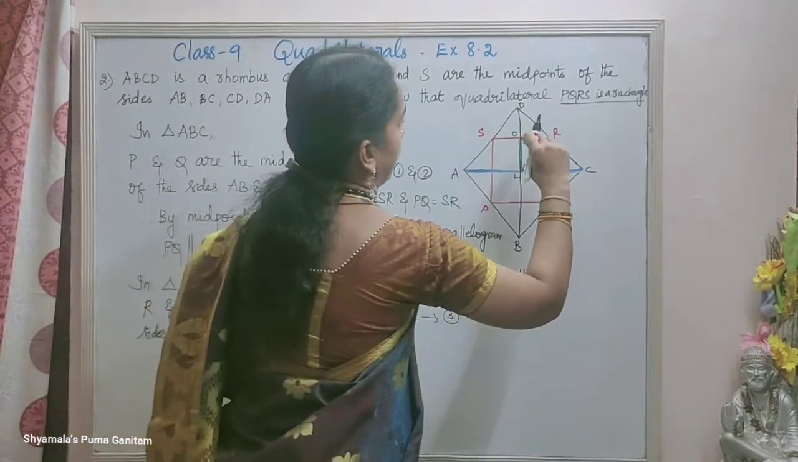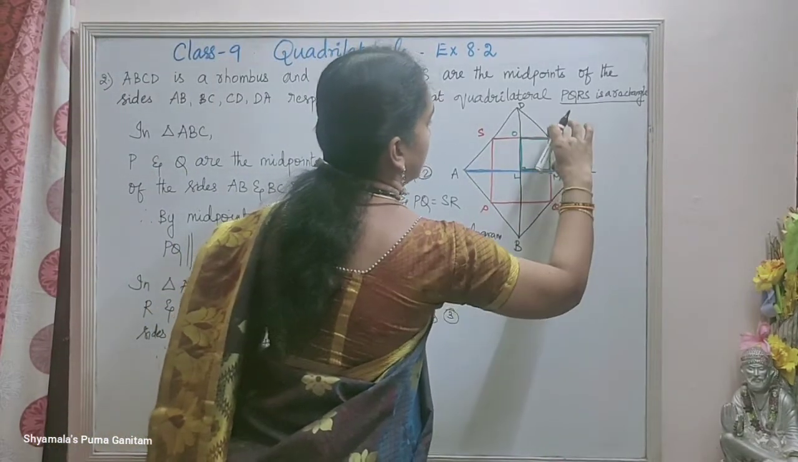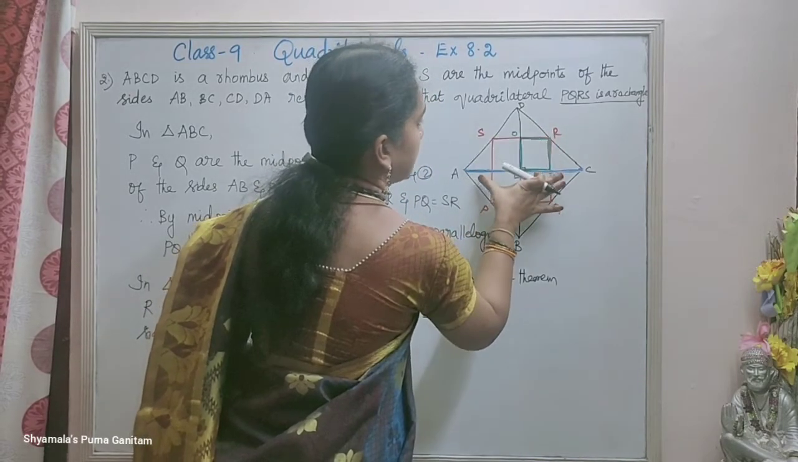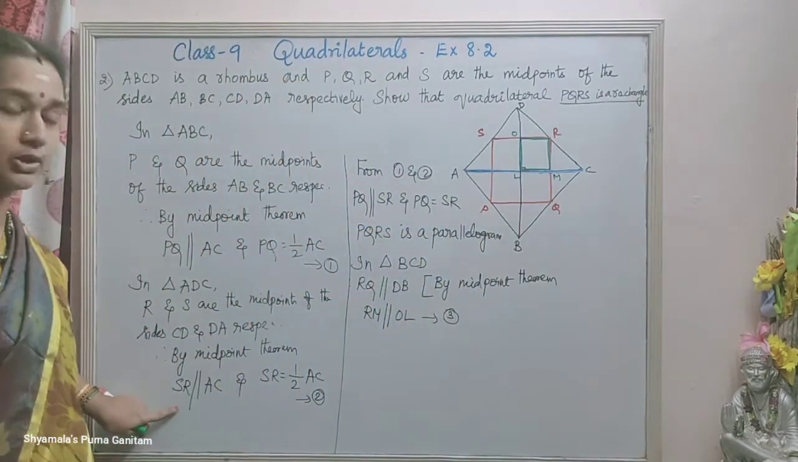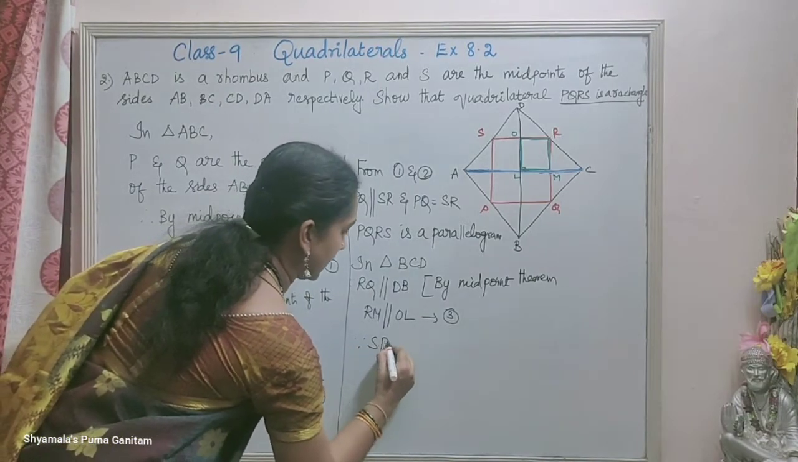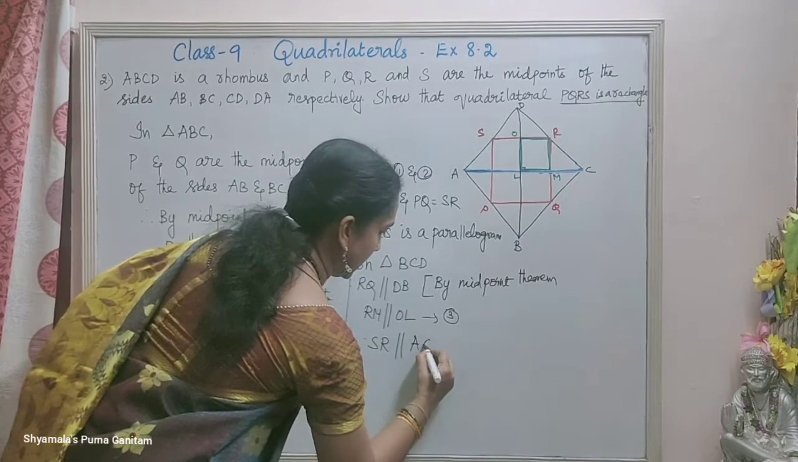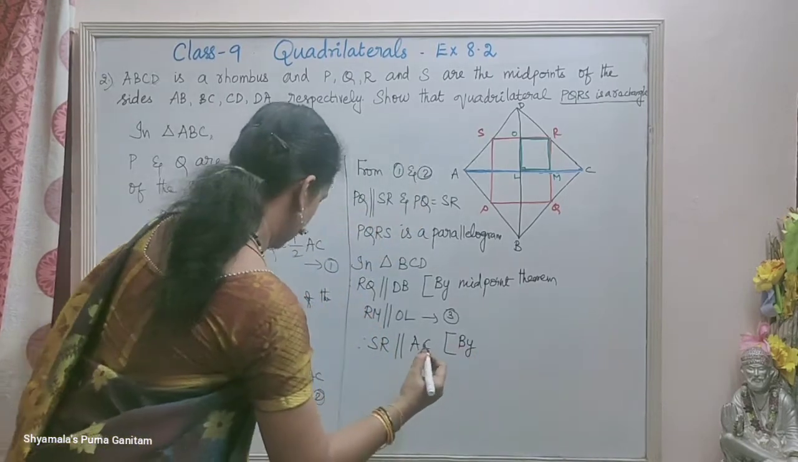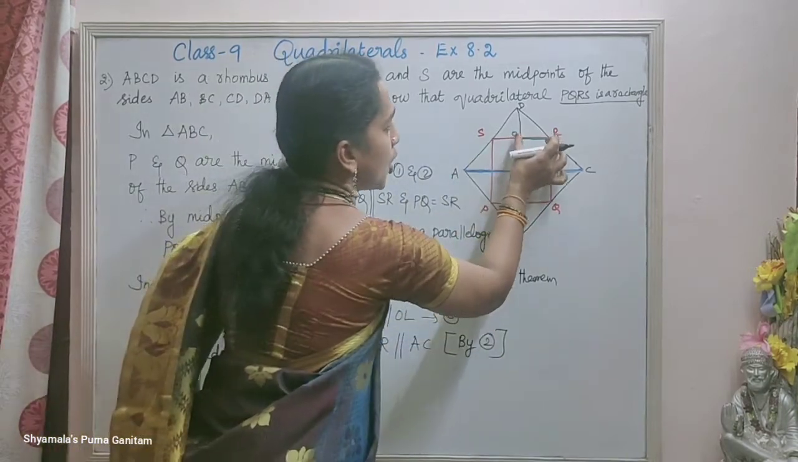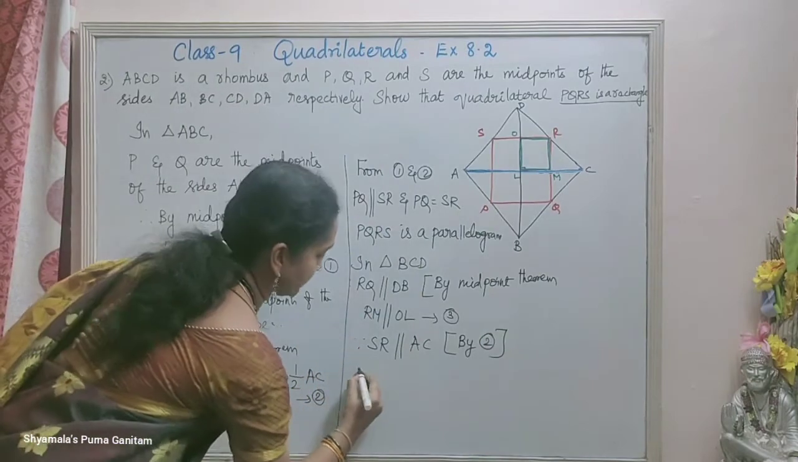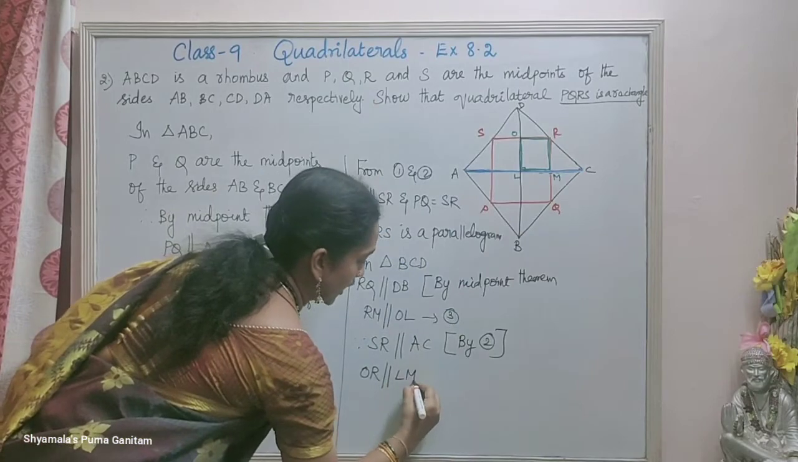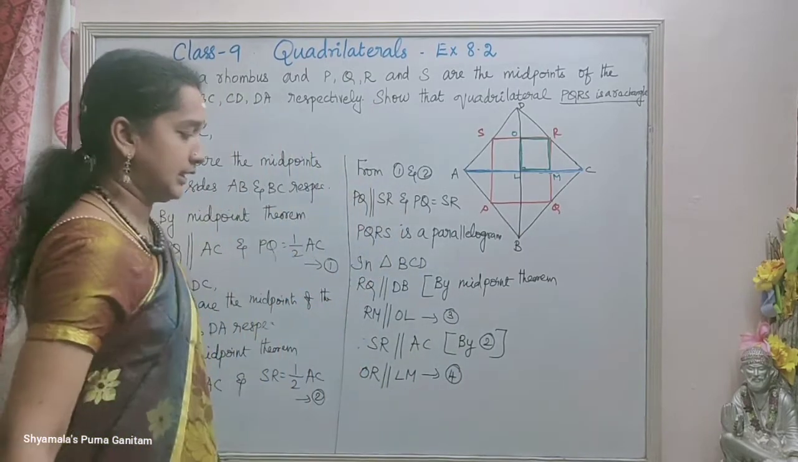Same way we can take these two things. We have told that MR is parallel to OL. Same way we can say SR is parallel to AC, that we have already told. Since SR is parallel to AC, by the second statement, OR will also be parallel to LM.